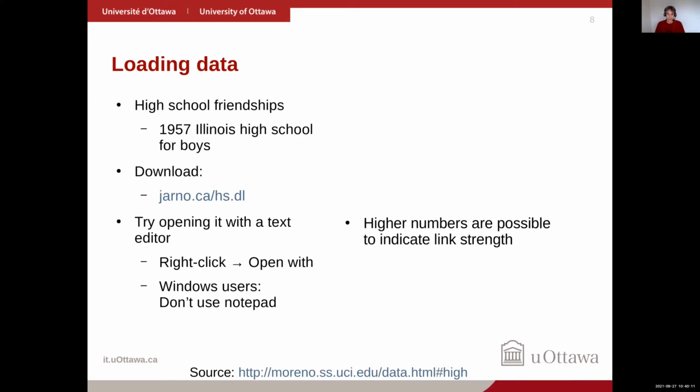So with that, we can get to the more practical stuff. I have a data set that we can play with. It's called the High School Friendships. It's from an Illinois high school from 1957. And they just interviewed all the kids and asked them who they were friends with. And then they recorded that. And it's kind of funny because some people are friends with other people, but the other people are not friends with them. So that's kind of like a directed graph.